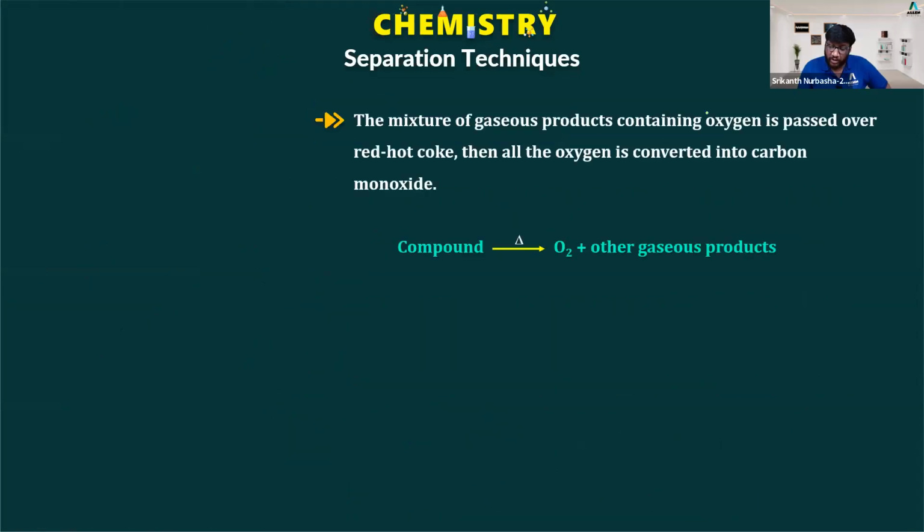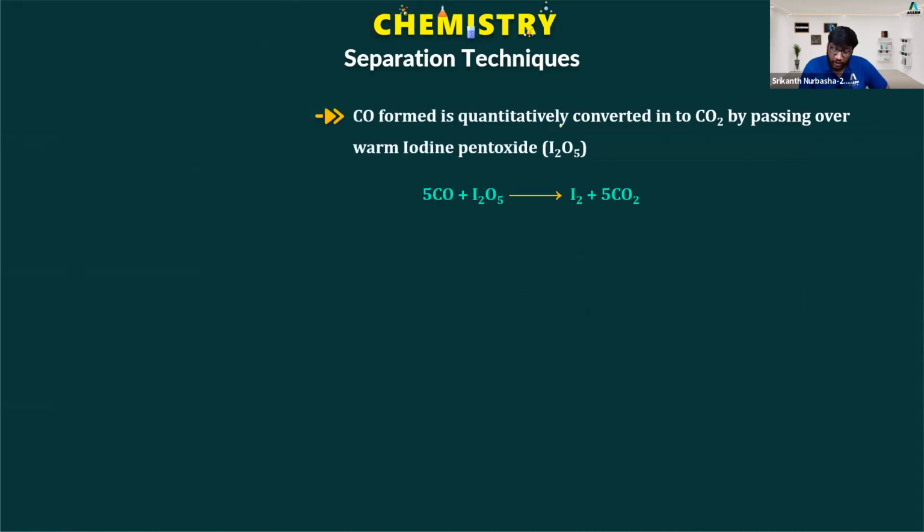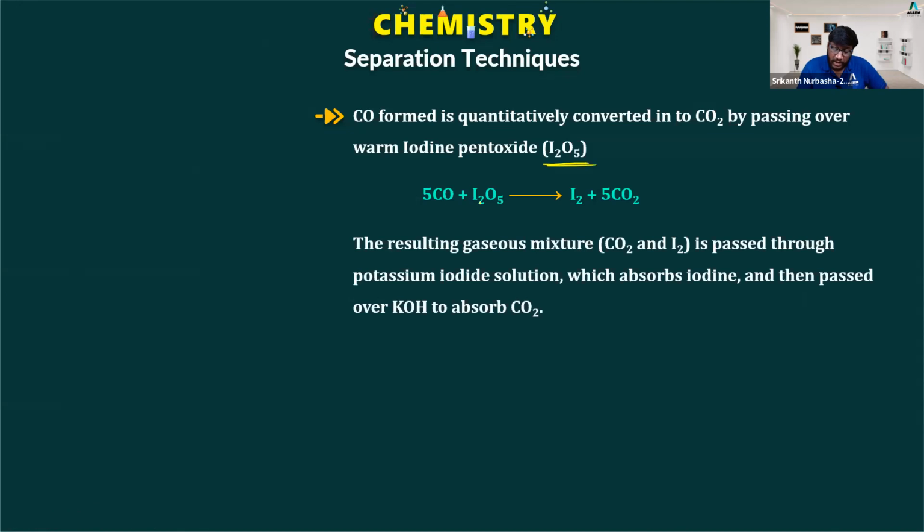The mixture of gaseous products containing oxygen is passed over red hot coke. Then all the oxygen is converted into carbon monoxide: 2C plus O2 gives 2CO. The CO formed is quantitatively converted into CO2 by passing over warm iodine pentoxide. The same equation we have written: CO plus I2O5 gives I2 plus CO2. The resulting gaseous mixture is passed through potassium iodide solution, which absorbs iodine, and then passed over KOH to absorb CO2.